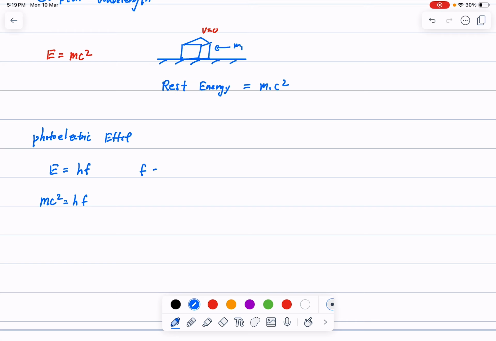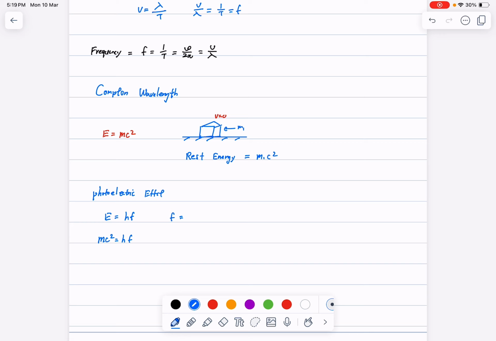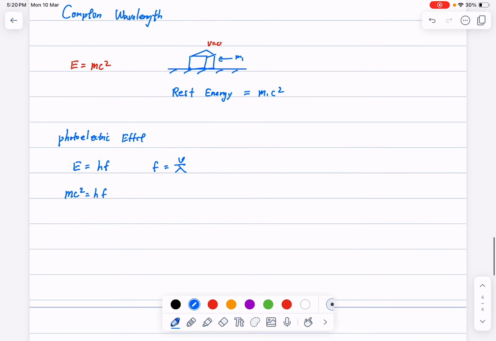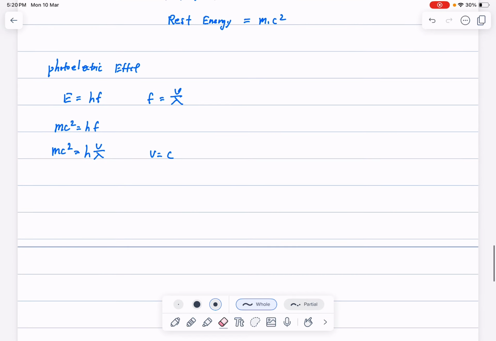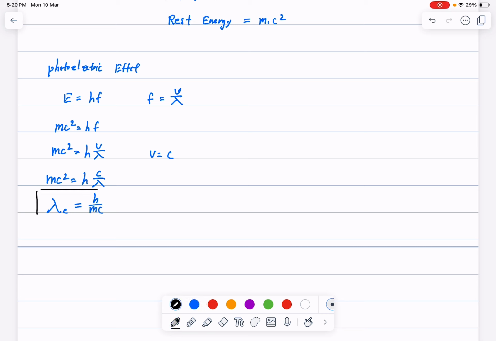And recall that frequency is equal to, as shown here, v over lambda. So mc squared equals h times v over lambda, where v equals c. It is set at v equals c. And mc squared equals h c over lambda. And if we reorient this, lambda_c, which is how we denote the Compton wavelength, equals h over mc. This is the Compton wavelength.